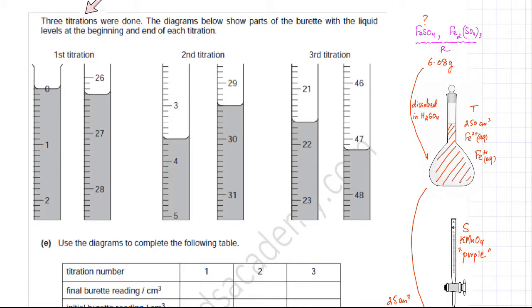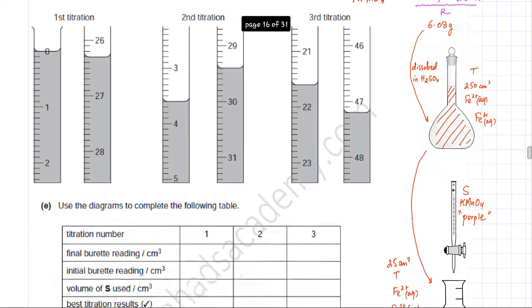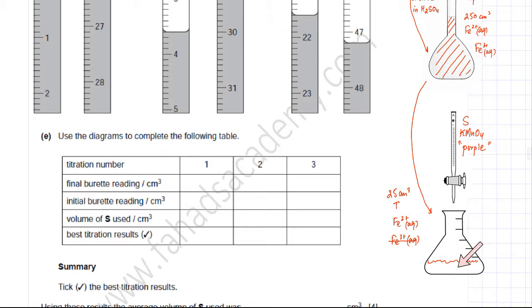Now in the next step, the question states that 3 titrations were done, and the diagrams below show parts of the burette with the liquid levels at the beginning and end of each titration. The liquid he's mentioning is KMnO4. He's adding KMnO4 into this flask, which contains these Fe2+ and Fe3+ ions, and the amount of KMnO4 being added is noted down. This is called titration. You're adding aqueous KMnO4 from a burette into this conical flask, reacting the 2 substances together.